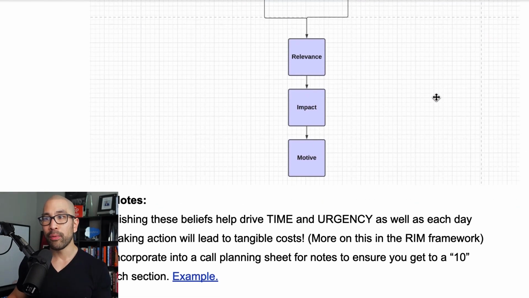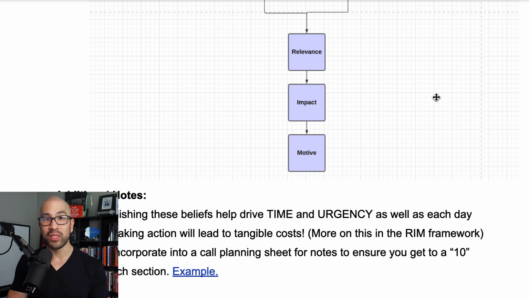Now, a couple of things as well. When you establish these beliefs at level 10, they help drive time and urgency as well. Okay, because ultimately, when they don't take action, it's going to lead to true tangible costs because of what you actually uncover as part of your process.